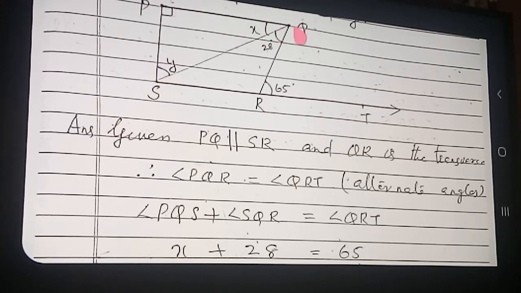If you are having any problem, you can extend this line. See here, with the dotted line, you can extend. Then PQ is fully extended and ST is already extended. Therefore, you take this as the transversal. So angle PQR and angle QRT are what type of angles? Alternate angles.